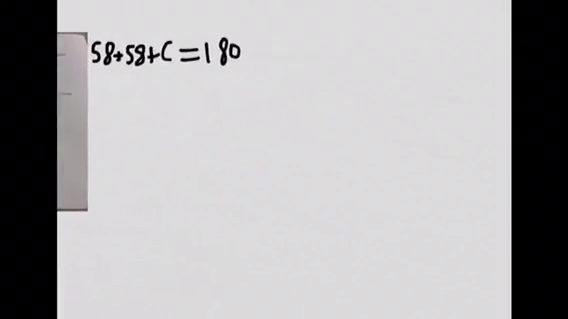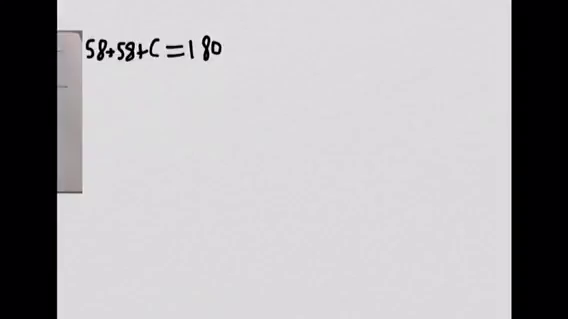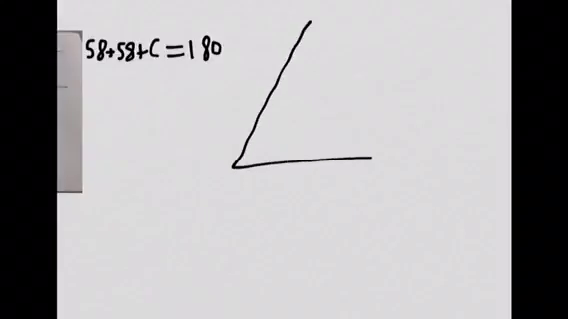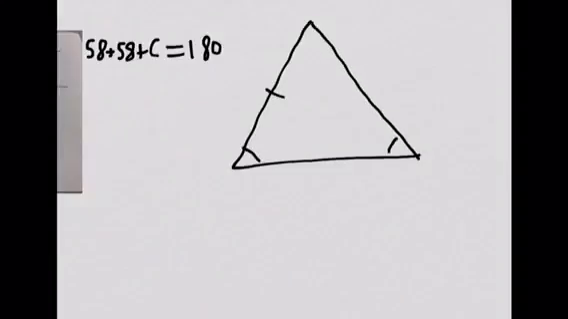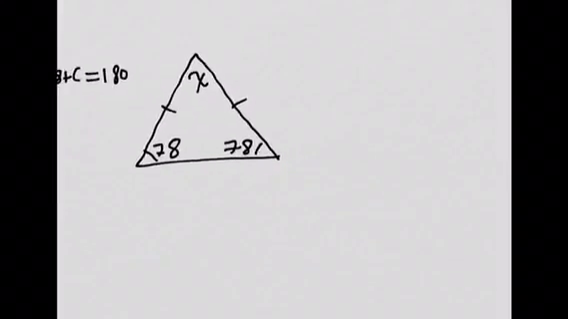Now, that's that problem. I'm going to do another one. I want to model one that's slightly more complicated. I'll do an isosceles triangle again. Let's say this is 78. This is 78, and this is angle X. We're trying to solve for X.